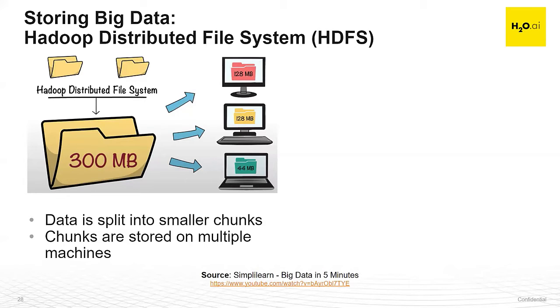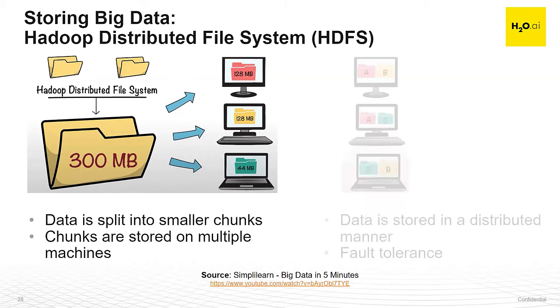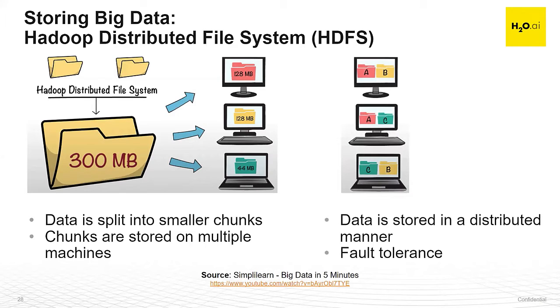In this example, you can see that we split it from 300 megabytes into smaller chunks, and we can store them on multiple machines. Sometimes we call them data nodes, or sometimes we call them clusters. So just different machines that each hold a bit of data. The next thing we want to think about is how we store them in a distributed manner.